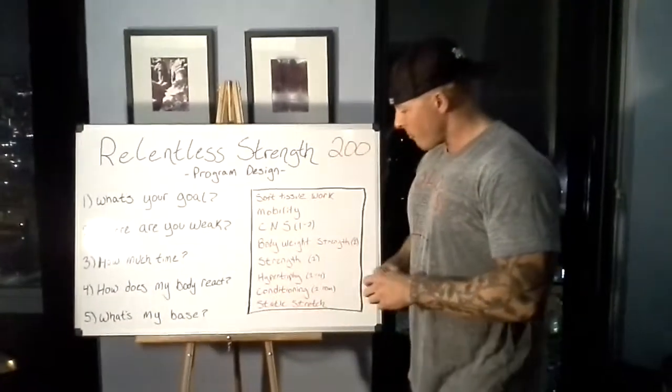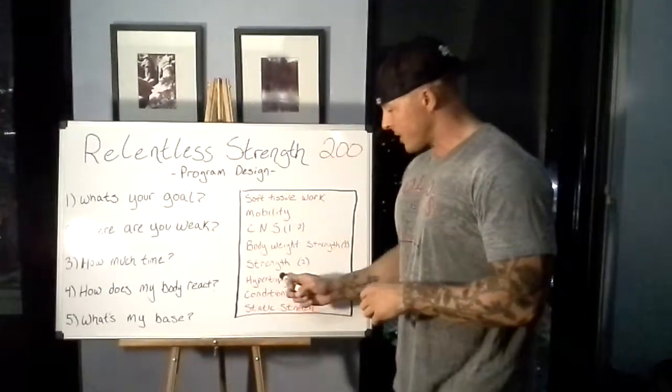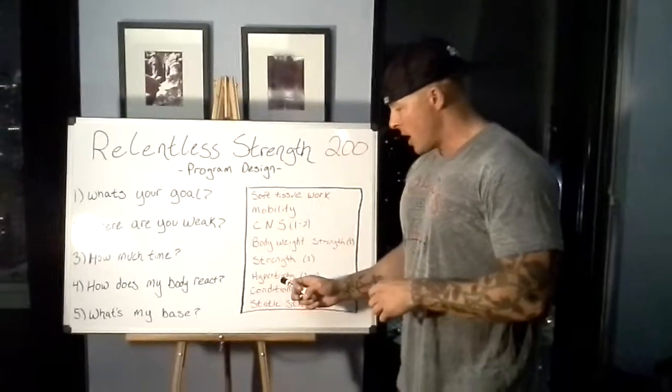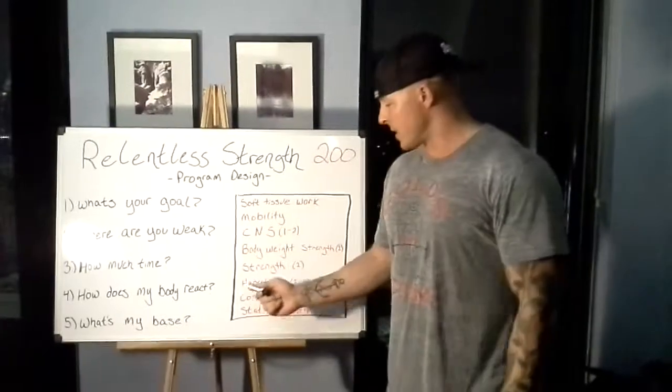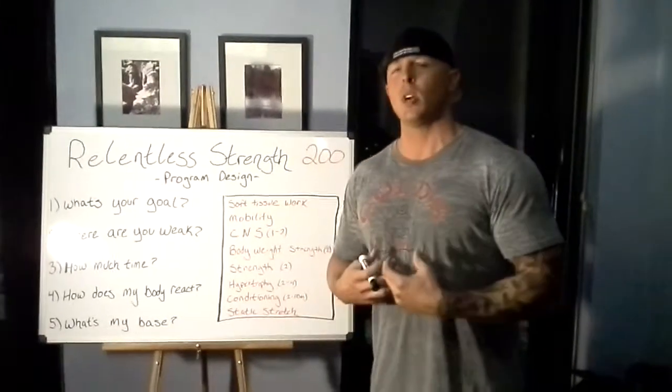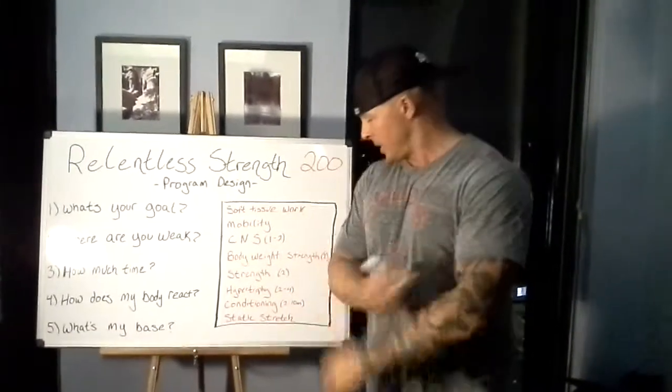Hypertrophy would be next. So this, I'm going to choose 2 to 4 exercises. These are going to be a little bit smaller exercises. Could be a bicep curl, chest press. I'm not going to overcomplicate this, but simple ones that we're just trying to build actual size in the muscle.